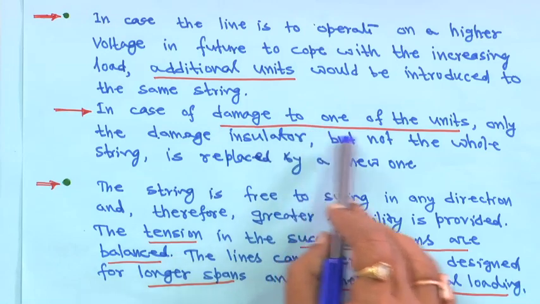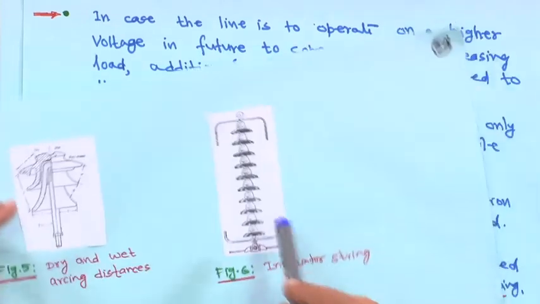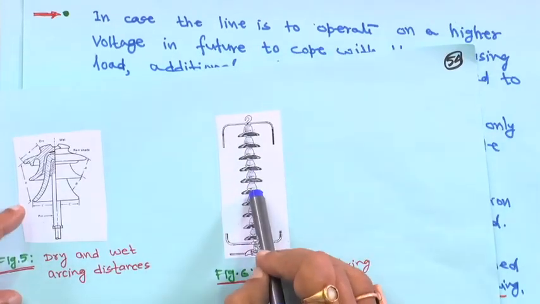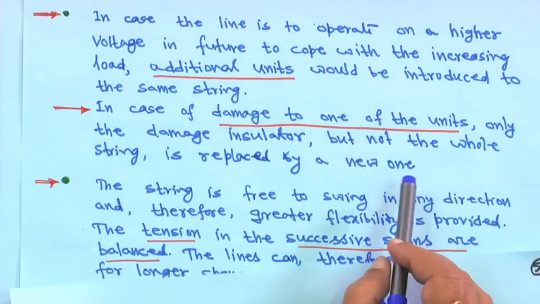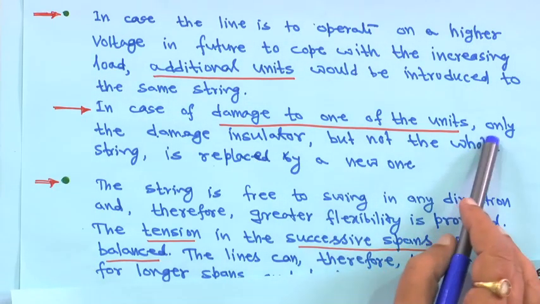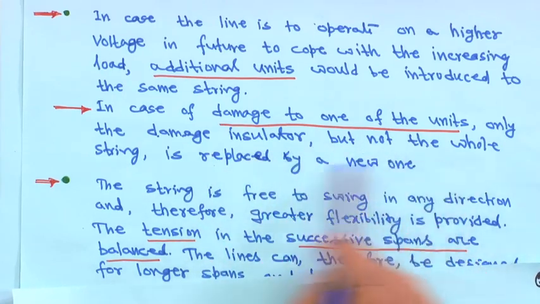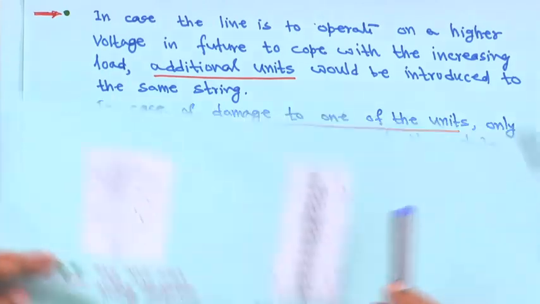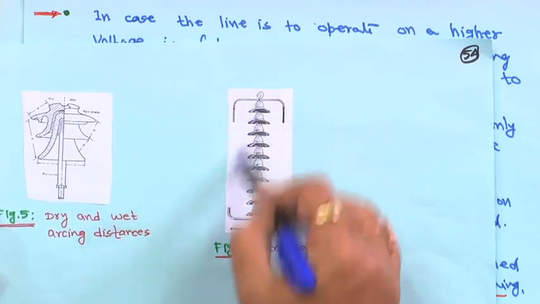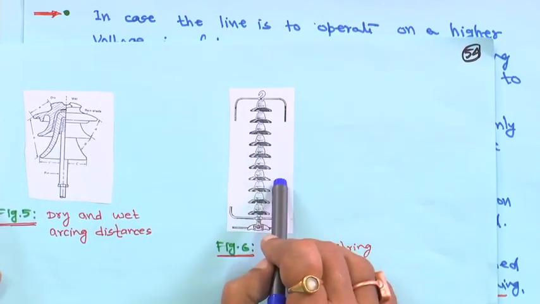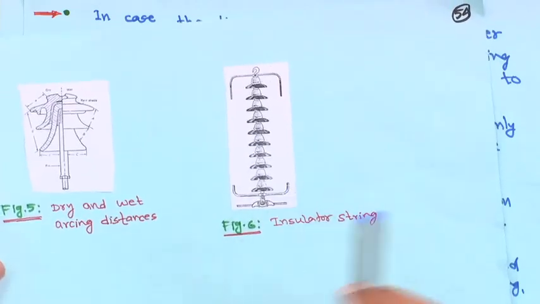Another thing: in case of damage to one of the units, suppose out of so many units one unit is damaged, then only the damaged insulator, but not the whole string, is replaced by a new one. That means you can replace the damaged unit, but not the whole string. This is another advantage of the suspension insulator.